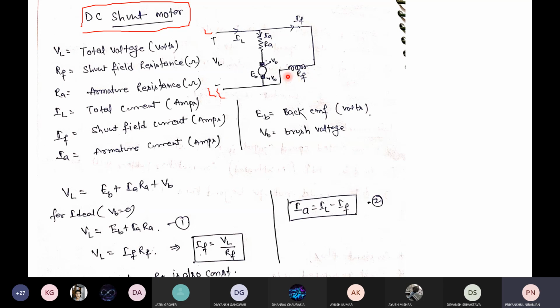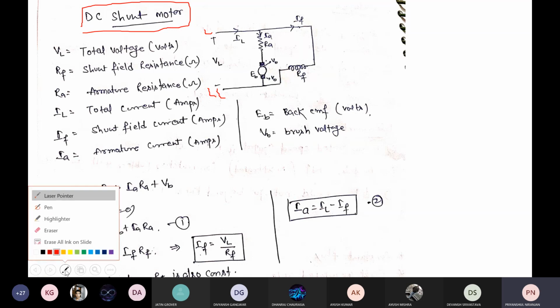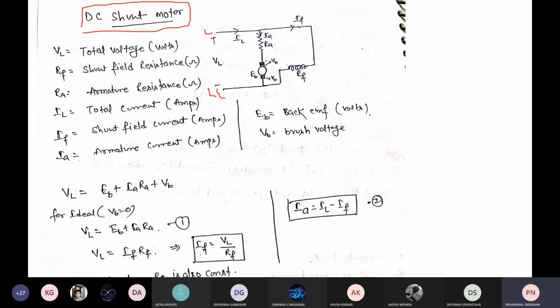Actually, when we use windings, coils are used, so along with RF there is also inductance, XL. But I have not mentioned XL here. Why am I not mentioning XL here? Because when you use a winding, RF and XL are also there.